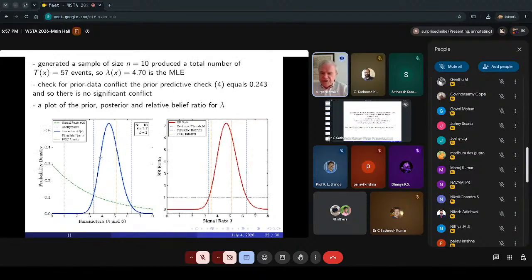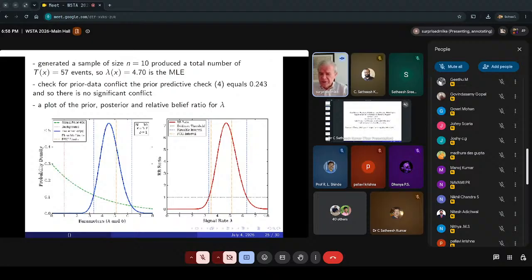Now here is an actual data analysis, and I apologize for the quality of these pictures, because they came off the paper and somehow they don't look good on the screen. We generated a sample of size 10, produced 57 events, and so the MLE here is 4.70. That's easy to figure out. I checked for prior-data conflict, and there's no prior-data conflict, as you would expect. I plotted here the prior and posterior. On the left-hand plot, the prior is the green, the posterior is the blue, and over here in red is the relative belief ratio.